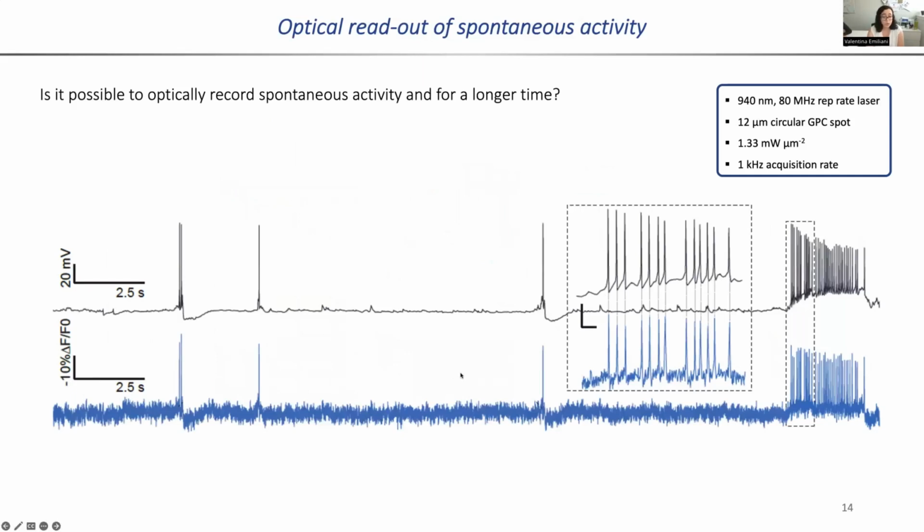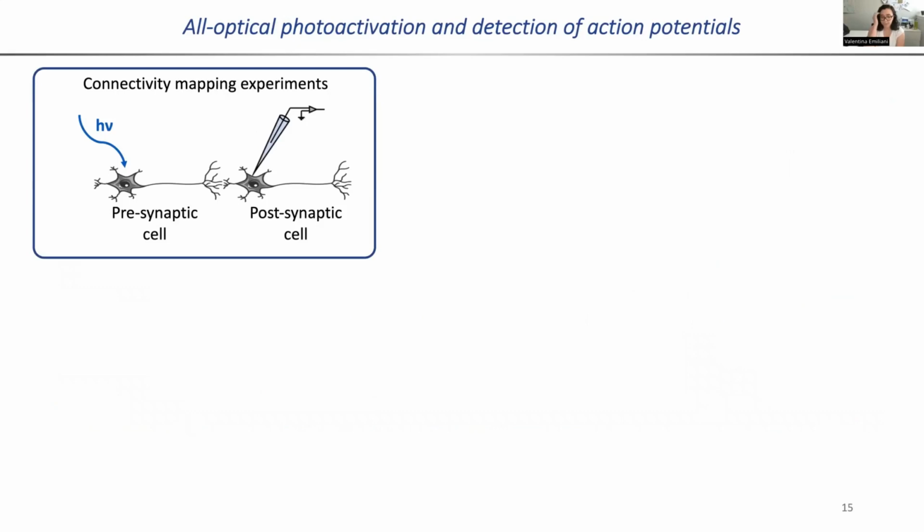Then we also wanted to check if we could record spontaneous activity, and also for a longer time. So we patched cells and recorded the spontaneous activity for 30 seconds. We were able to detect single action potentials, trains of action potentials as here, but also hyperpolarizing events. Okay, so this was the part for detecting the neuronal activity.